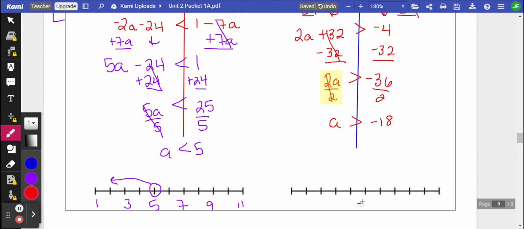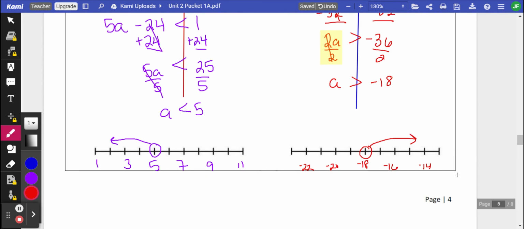So I'm going to go ahead and label negative 22, negative 20, negative 18, negative 16, negative 14. I'm going to do an open dot, and I'm going to shade to the right. And that's it. Go ahead and hit pause. Check your answers at the very bottom for the last 2 problems after you try them. I am not going to show all the work though.